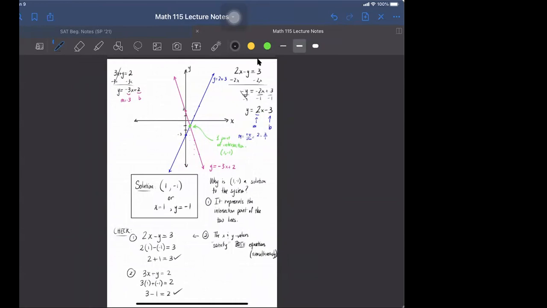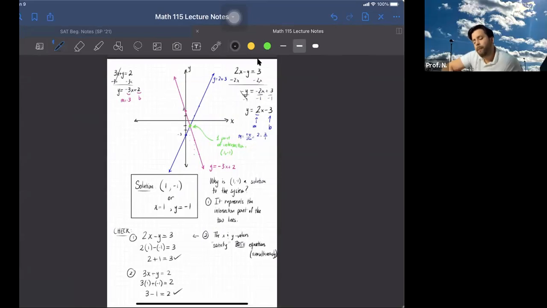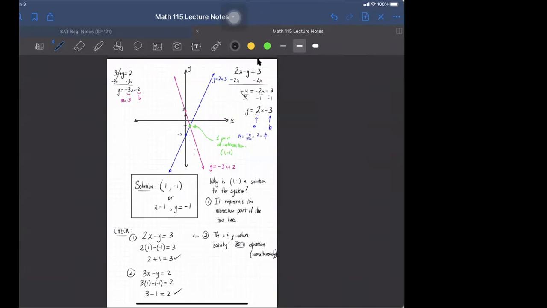Wait, Professor, I have a question. Yes. The part where it says over there, where you were checking with 2x minus y equals 3 and whatever. Why do you have to check? What do you mean by that? What exactly are you checking?